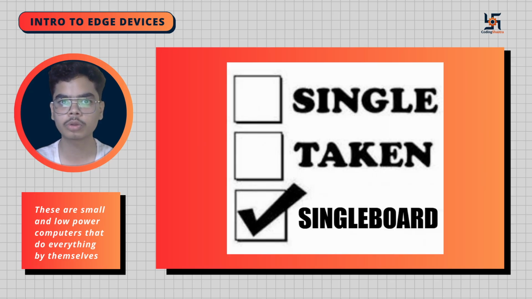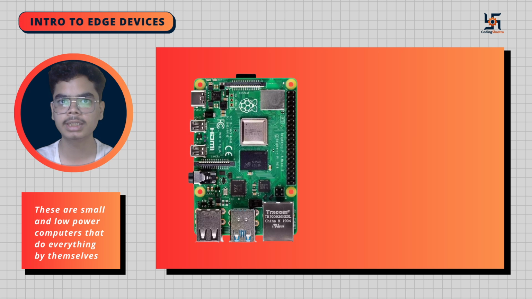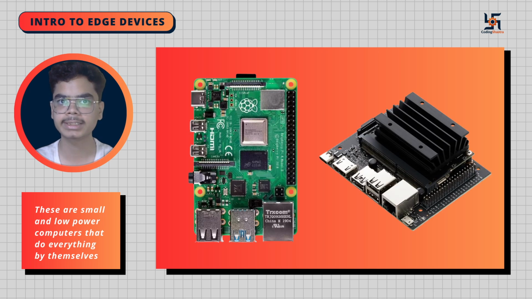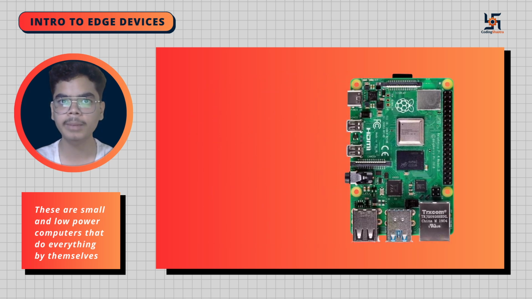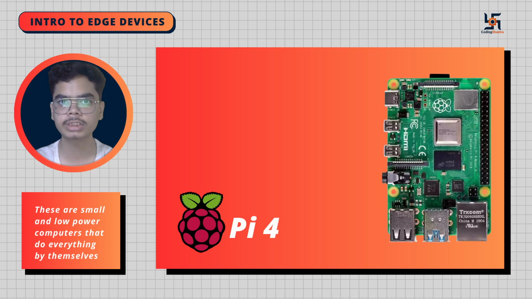SBCs, single board computers like the Raspberry Pi series, NVIDIA Jetson boards are great examples. For this tutorial, I'm going to use Raspberry Pi 4, which is equipped with 2 GB of RAM. It has quad-core ARM Cortex-A72 processor which runs at 1.5 GHz, and I won't overclock it. Also, I'm not going to use any external cooling.